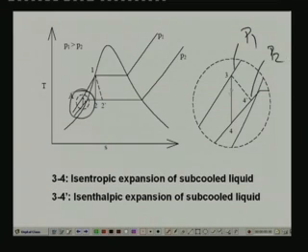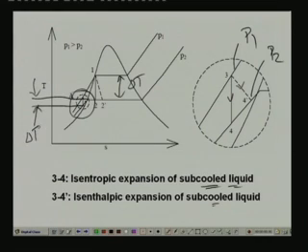Now the expansion process in a turbine of the liquid is given by 3 to 4, and the expansion process in a throttling device is given by 3 to 4 dash. Okay, so the dash line is for throttling, the solid line is for expansion in a turbine. So compared to this temperature drop, you can see that for the same pressure drop, the temperature drop obtained here is very small. Okay, for example, if I am talking about expansion in a turbine, this is the delta T in the liquid region. Okay, so you can see that this delta TL is much smaller than delta T in the two phase region.